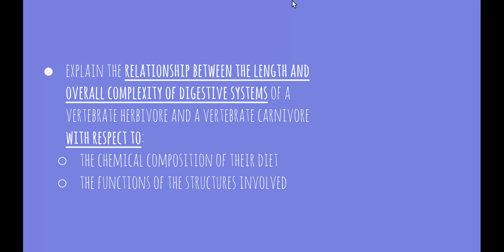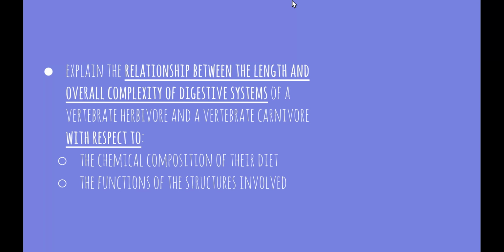Welcome to the next video in the Patterns in Nature topic. This video will be looking at the dot point: explain the relationship between the length and overall complexity of digestive systems of a vertebrate herbivore and a vertebrate carnivore with respect to the chemical composition of their diet and the functions of the structures involved. So it's a fairly complex dot point, this one.